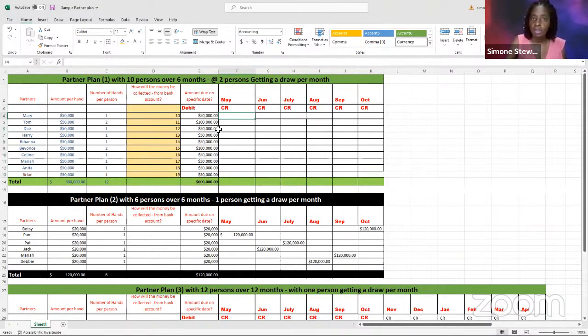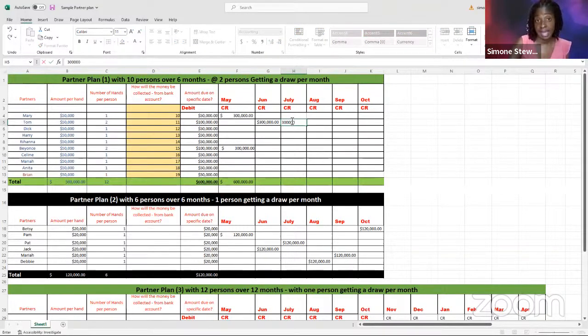Remember now it's 2 persons per month that are going to be getting a draw, because we have 12 hands over 6 months. So Mary says, I will take the first draw, which will come to 300,000. And Beyonce says, give me one of my hands in May as well. So we come back to 600,000. All right. So Tom says, I will take one of my hands in June, and I will take the second hand also in July.